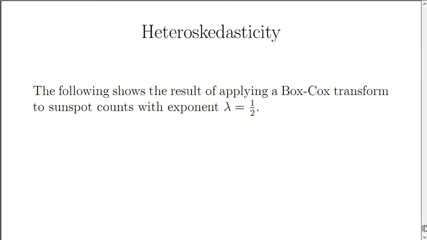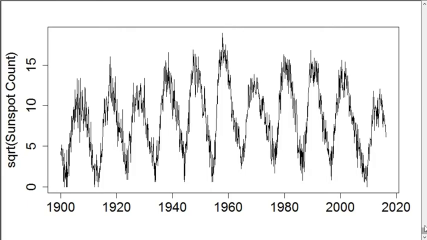Now, the following graph is going to show the result of applying a Box-Cox transform to sunspot counts with exponent equal to 1/2. Well, when we do that, and here I haven't bothered even subtracting 1 and dividing by lambda, I just took the square root of sunspot counts. And when I do, I have eliminated the heteroskedasticity, at least as far as the data show. When I test this for heteroskedasticity, the tests indicate that there's no real evidence of that.